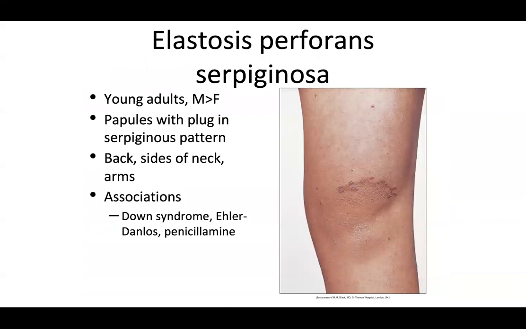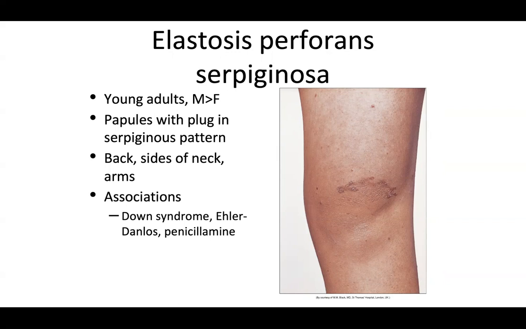Moving on to elastosis perforans serpiginosa. As you can see, this kind of annular or serpiginous plaque is present on the patient. It occurs in young adults, males more than females. You see papules within this serpiginous pattern here. It can occur on the back, the sides of the neck, the arms, really anywhere, honestly, and has many different associations.